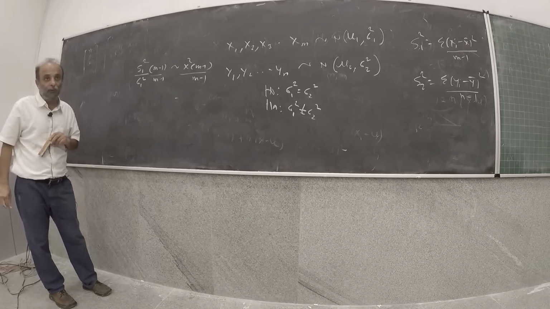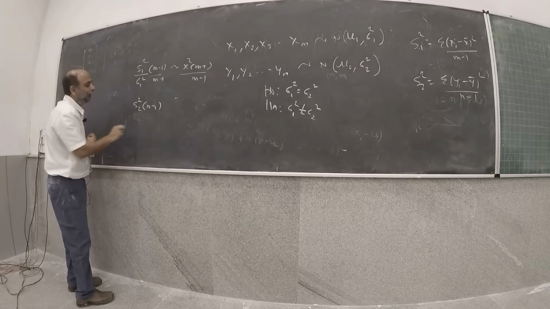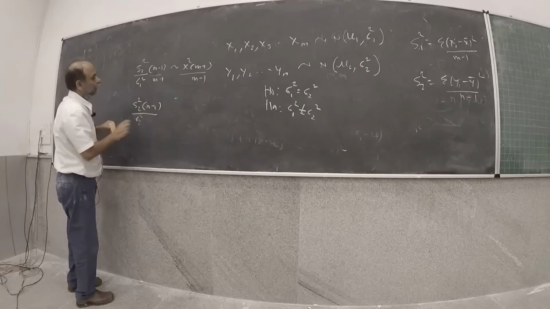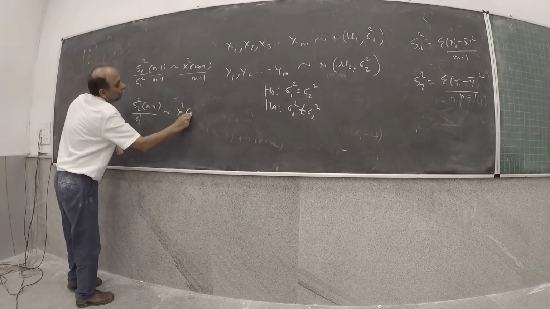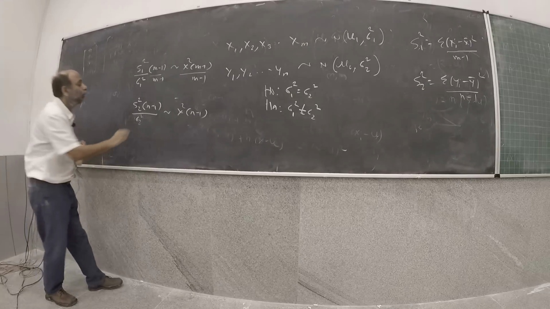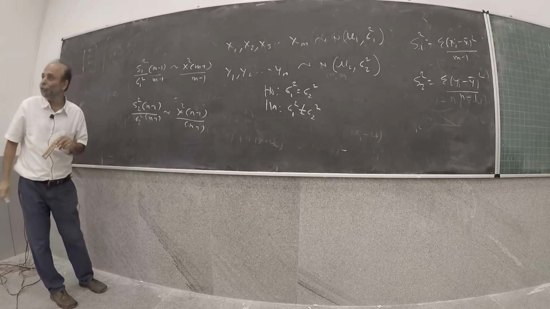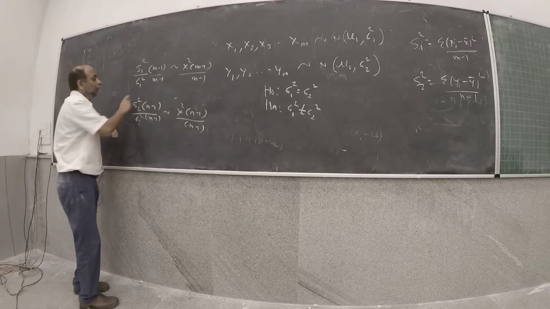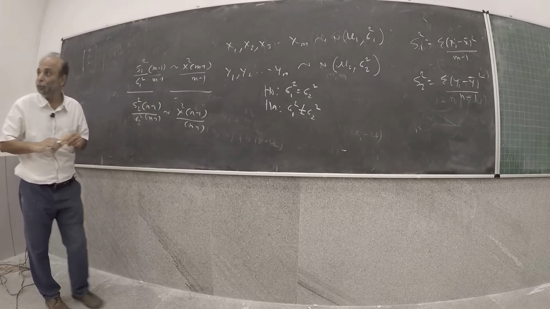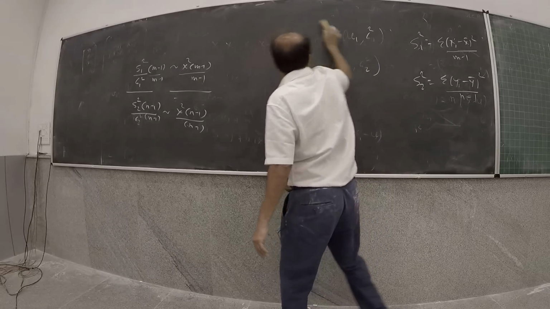Similarly, I know that S2 square into n minus 1, upon sigma 2 square, is a chi-square with n minus 1 degrees of freedom. If I divide this by n minus 1, this becomes a chi-square divided by its own degrees of freedom. So if I divide these two, I should get a ratio of two independent chi-squares divided by their own degrees of freedom.